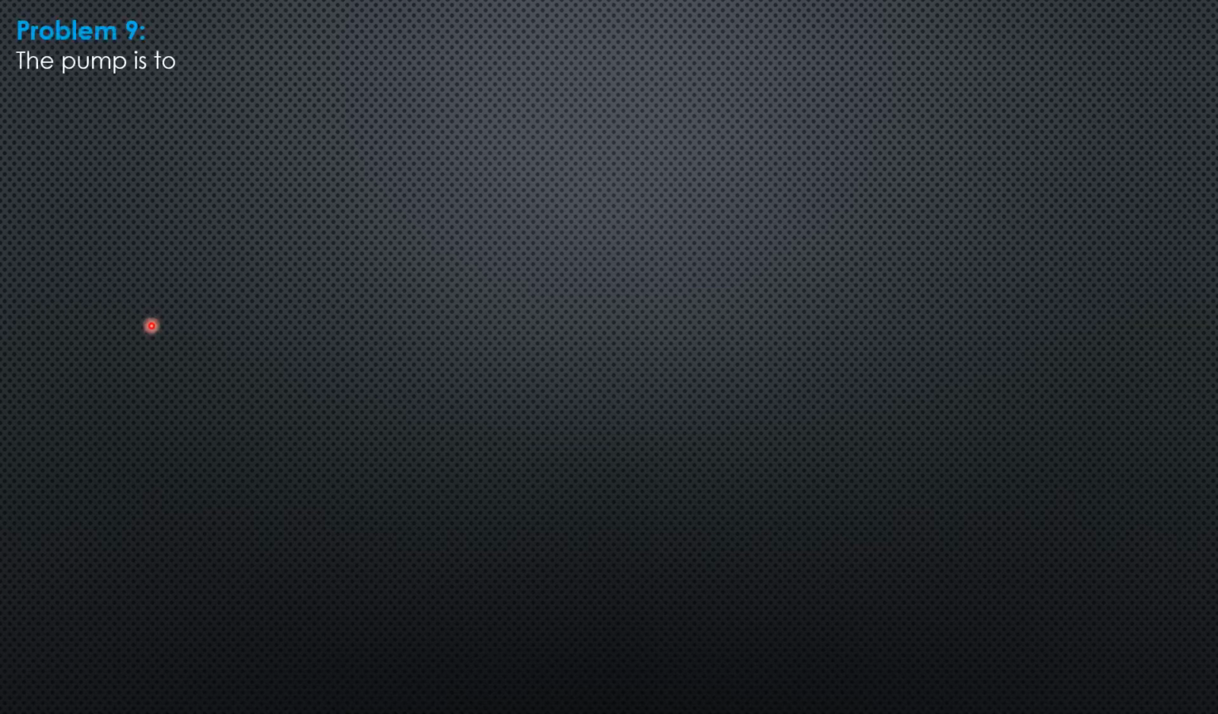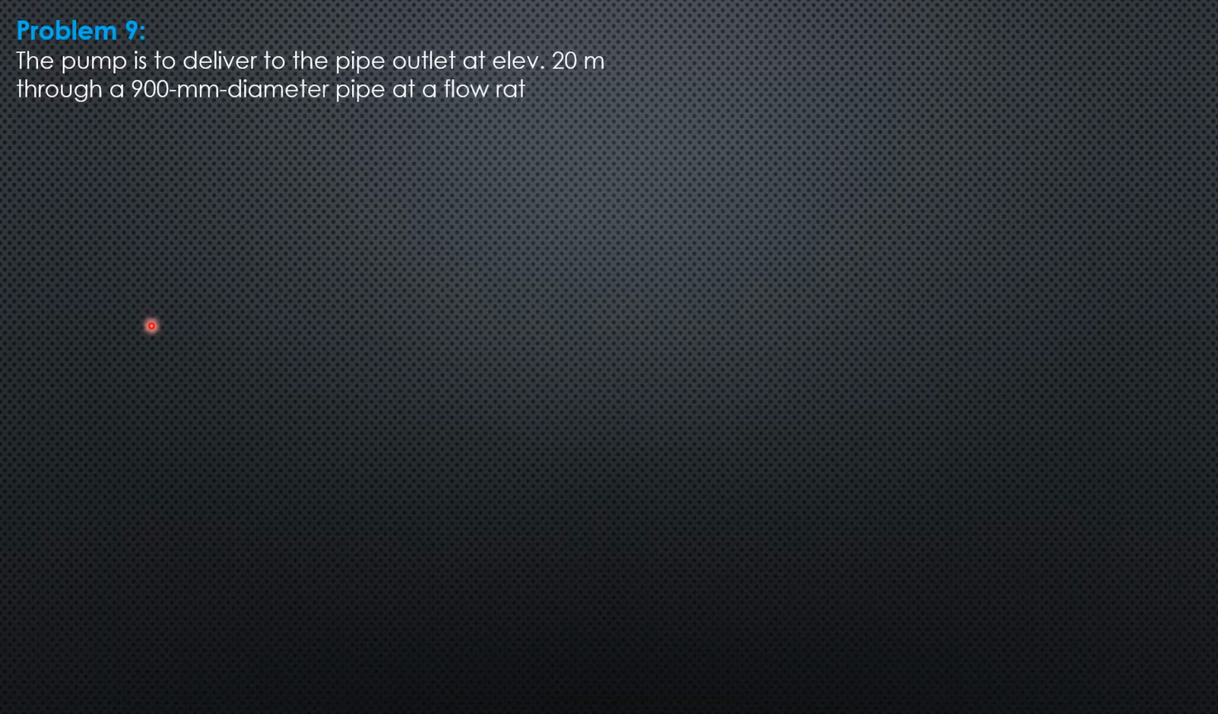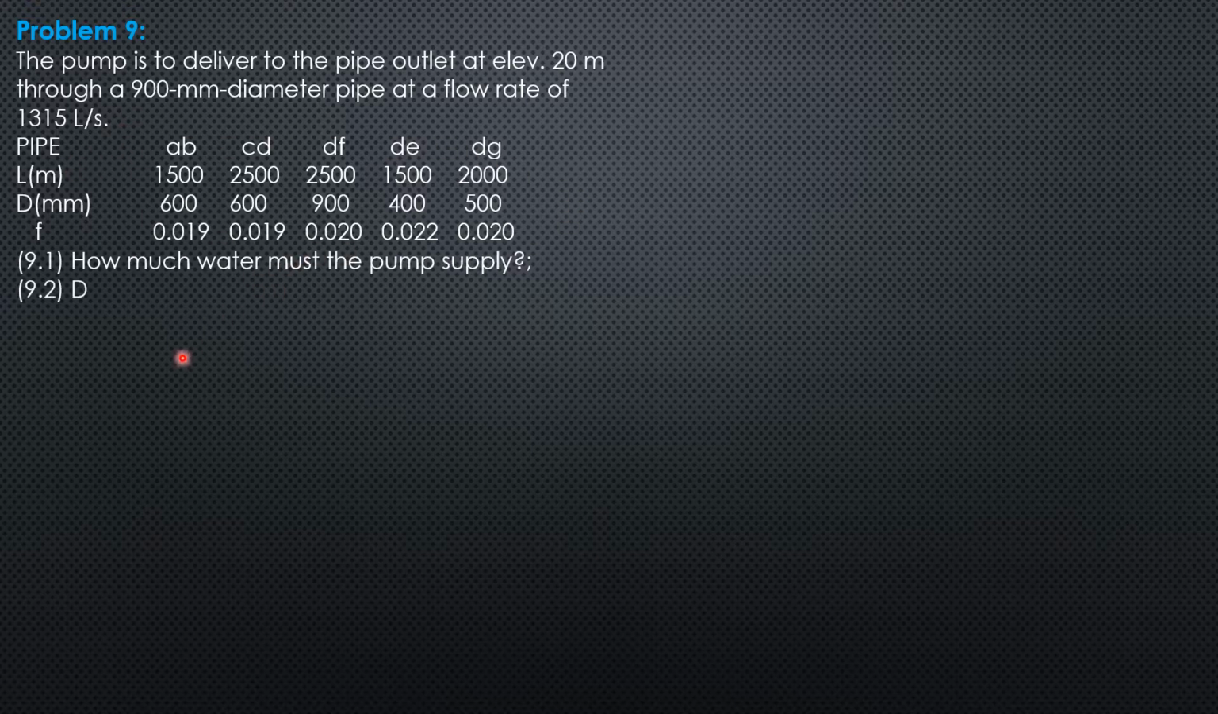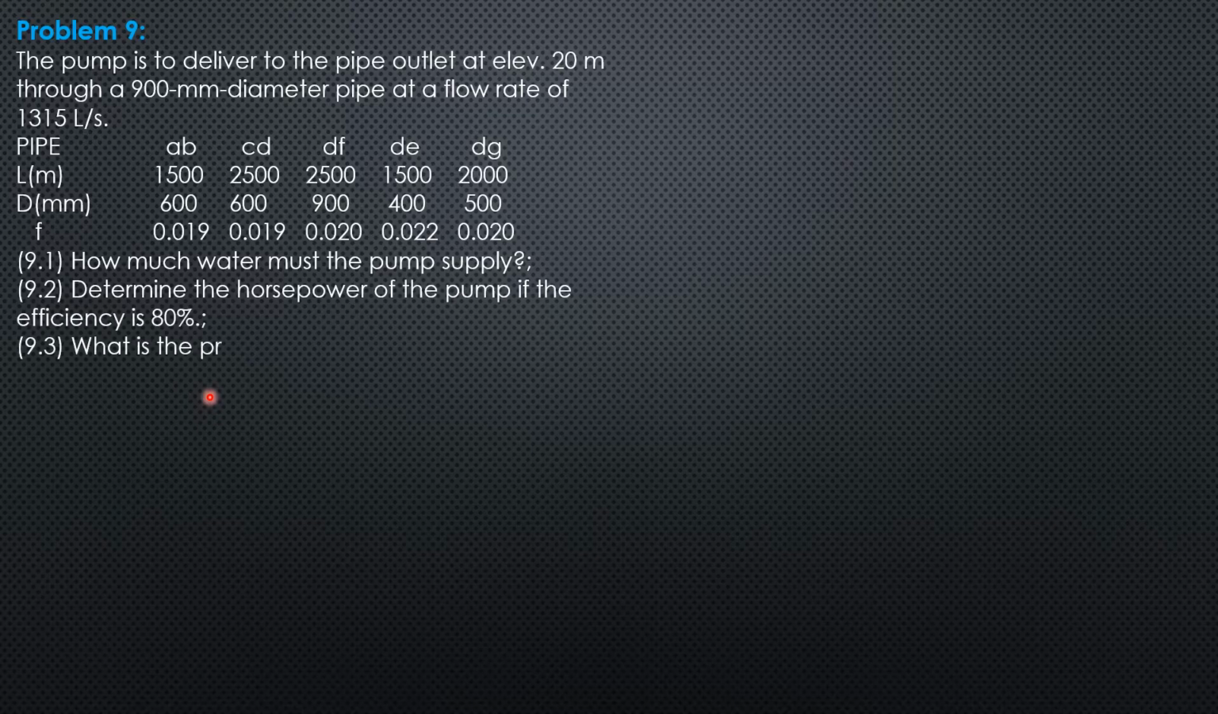Example 9: the pump is to deliver to the pipe outlet at elevation 20 meters through a 900 mm diameter pipe at a flow rate of 1,315 liters per second. So these are the pipe details, different pipe details. How much water must the pump supply? The discharge that the pump must supply to the system.